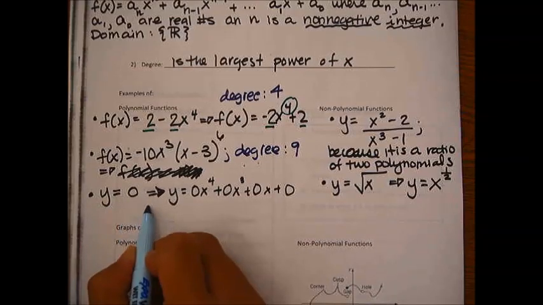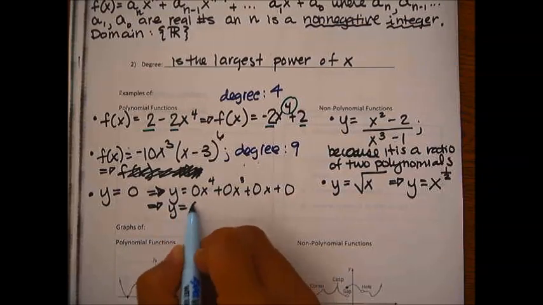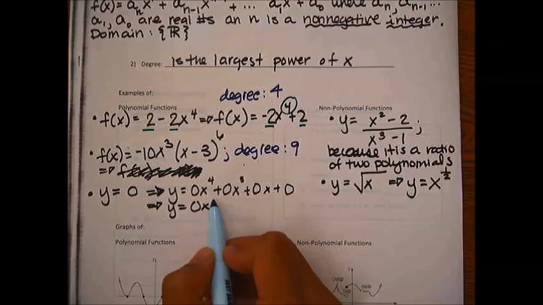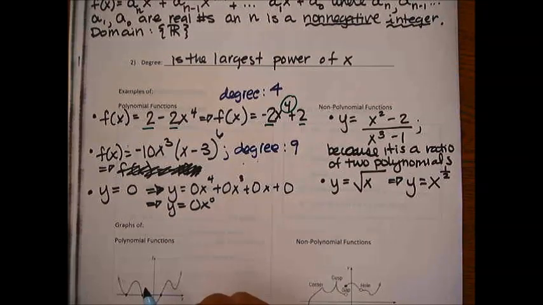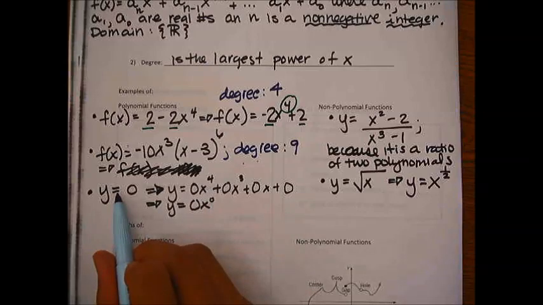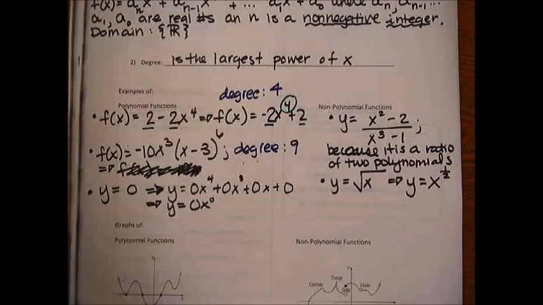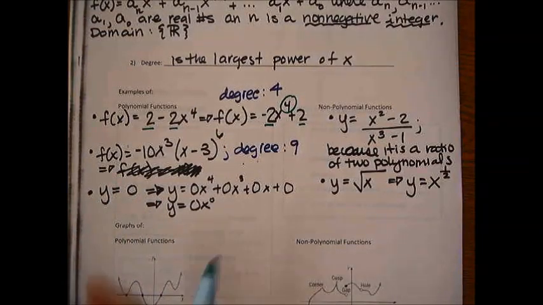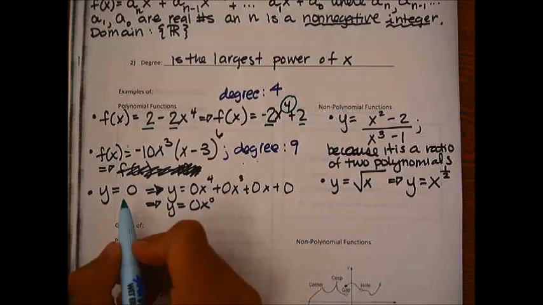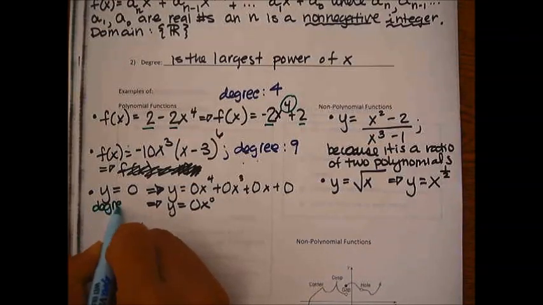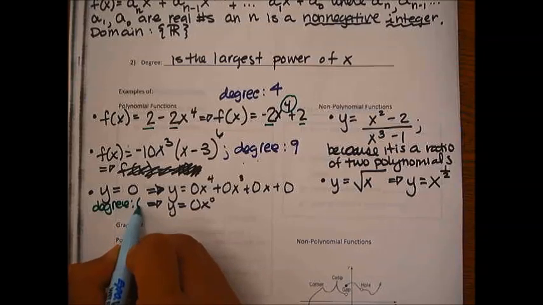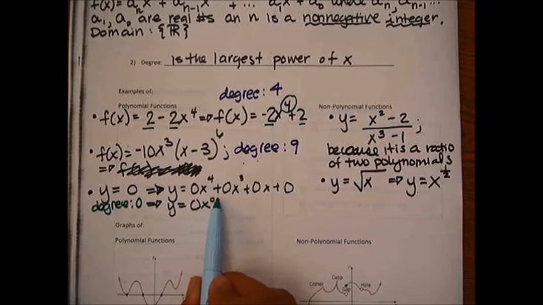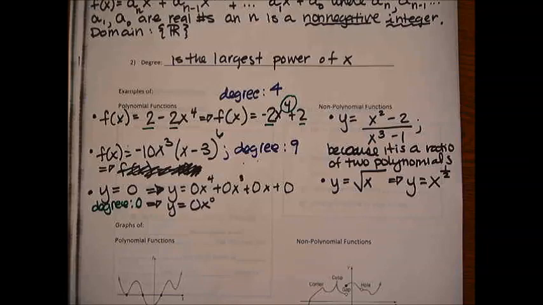If I really wanted to, I can also do this. Y equals 0x to the 0 power. So all of these are still going to become 0. This doesn't have any x with it, if I just want to write a constant. So a constant function is still a polynomial function. It's just a constant one. It has a special name, but it still has a degree. Any constant will have a degree of 0, because any base to a 0 power is 1, and 1 times 0 is itself.